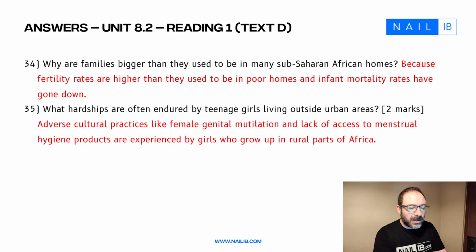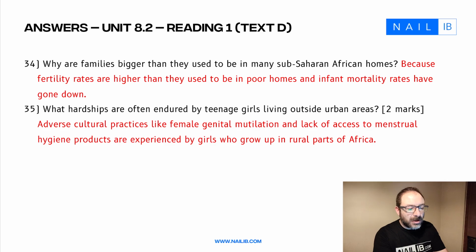Why are families bigger now? Because fertility rates are higher than they used to be in poor homes, and infant mortality rates have gone down. So we can say more fertility rate, less mortality rates. And again, just answer the questions. There is no need for exact evidence, quote unquote, from the text.